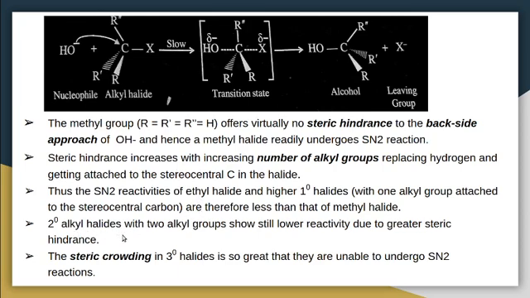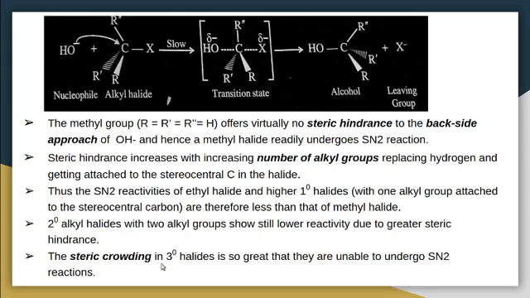Then secondary alkyl halides with two alkyl groups show still lower reactivity due to greater steric hindrance. So when there is a secondary alkyl halide, that means there are two alkyl groups and one hydrogen, R2CHX. Due to the steric hindrance of the two alkyl groups, the incoming nucleophile can approach very slowly, so the reactivity decreases for secondary alkyl halide compared to primary alkyl halide.